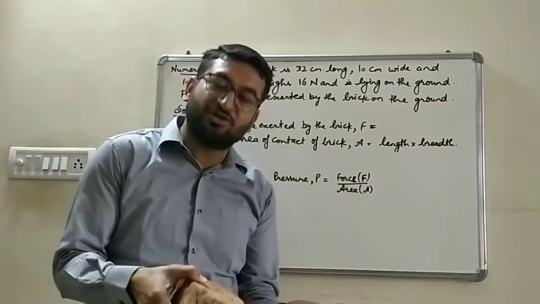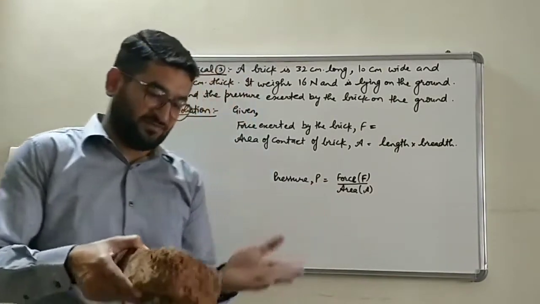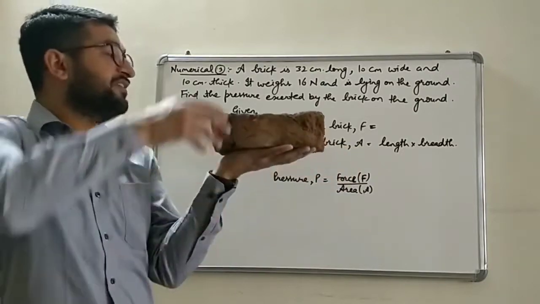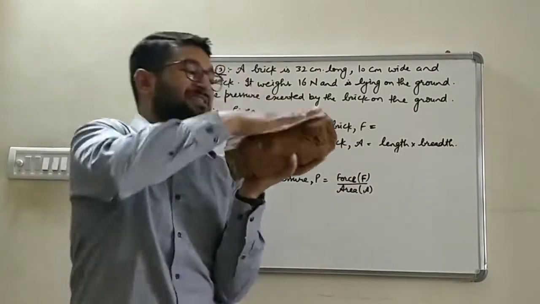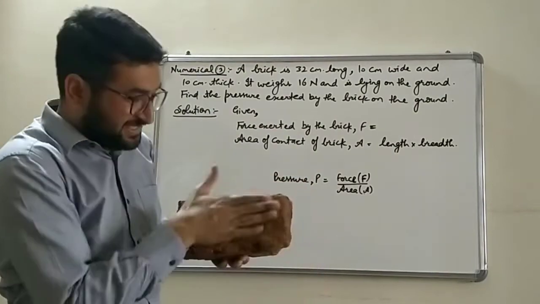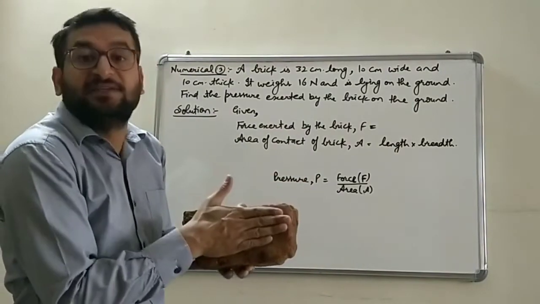The brick can be placed on the ground in two forms. Once, like this, lying on the ground. So the surface which comes in contact is this, that is length into breadth. This is the area which is covering.